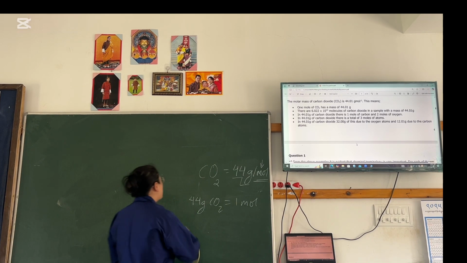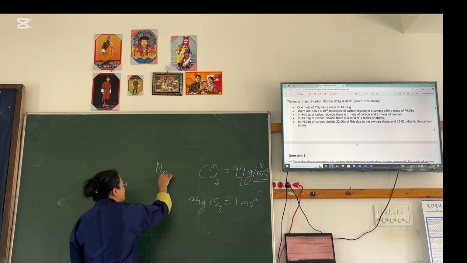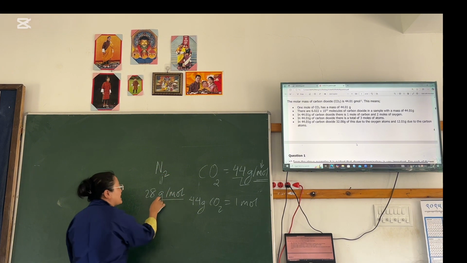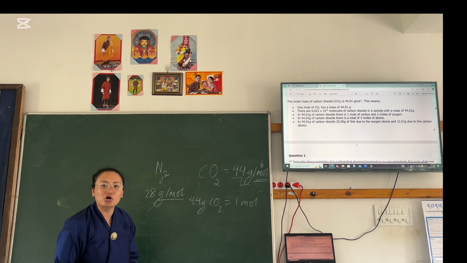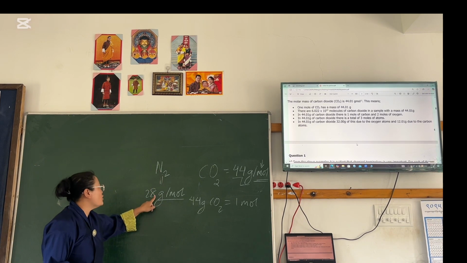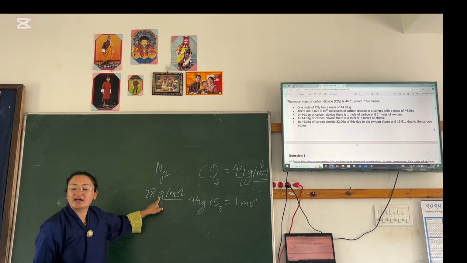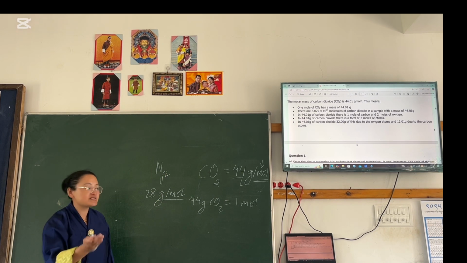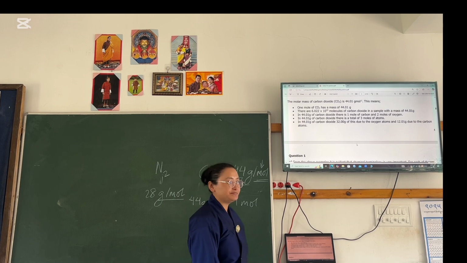Like the molar mass of nitrogen we saw earlier is 28 grams per mole. Grams per mole is the unit for molar mass. Meaning to get 1 mole of nitrogen, how much weight of nitrogen do we need to take? 28 grams. That is the meaning of the first one.